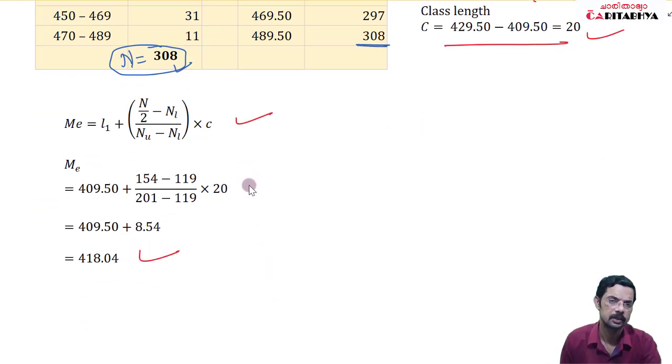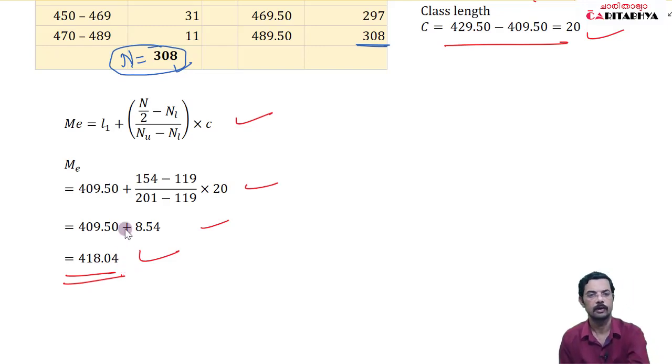Calculation, I think I need not explain. This is the n by 2. N by 2 is 154. NL is 119. The same thing here. And NU was 201. Class length is 20. L1 is 409.50. Calculation will give you 418.04. This is the value of the median for the given question.